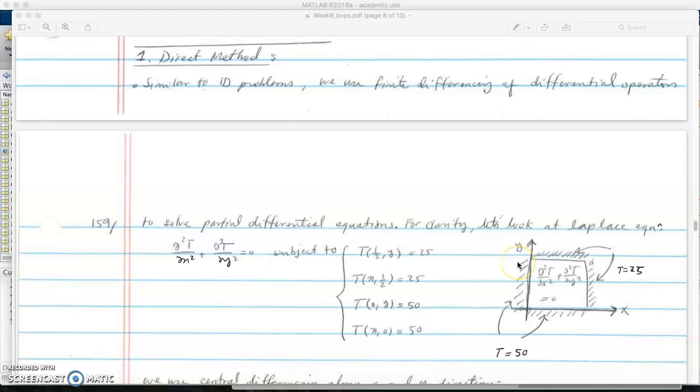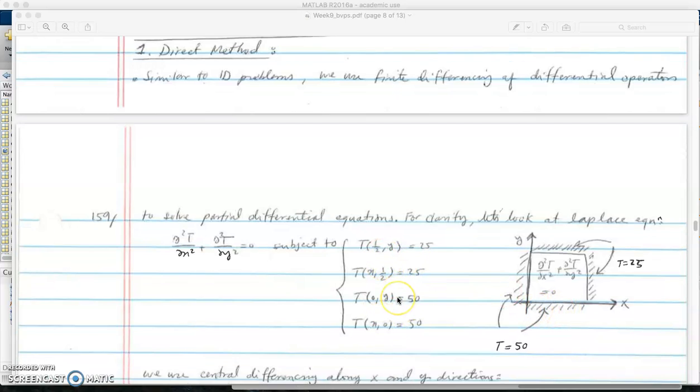So the boundary conditions can be written this way: at x equal 1/2 for all y, the temperature is 25. For all x at y equal 1/2, it is also 25. The west edge is at x equals 0 for all y, and the temperature is 50. And at the bottom side, for all x and y equals 0, the temperature is 50. Alright, so here are the boundary conditions.